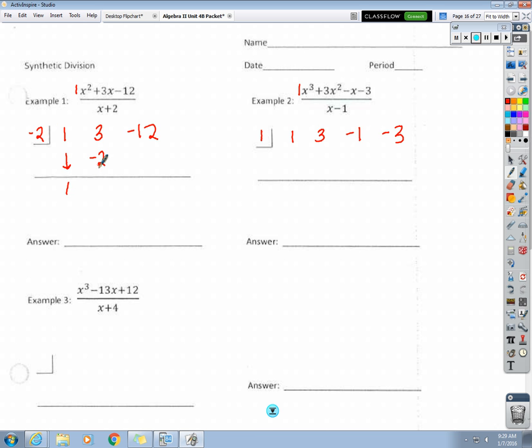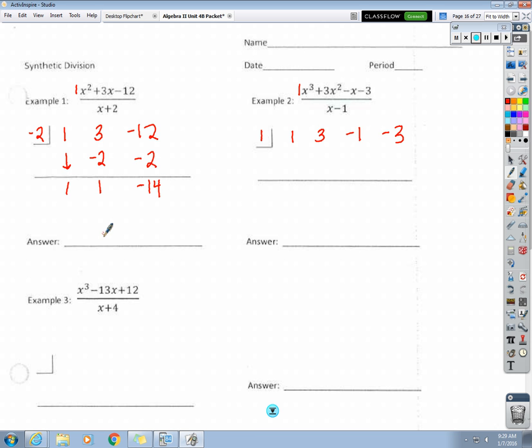Now you just basically do what it says. What's 3 minus 2? 1. Now you go with that number and multiply it by the box number. So we have another 1 times negative 2, which is negative 2. Now what's negative 12 minus 2? Negative 14. So we're almost finished, but now we have to write our answer.